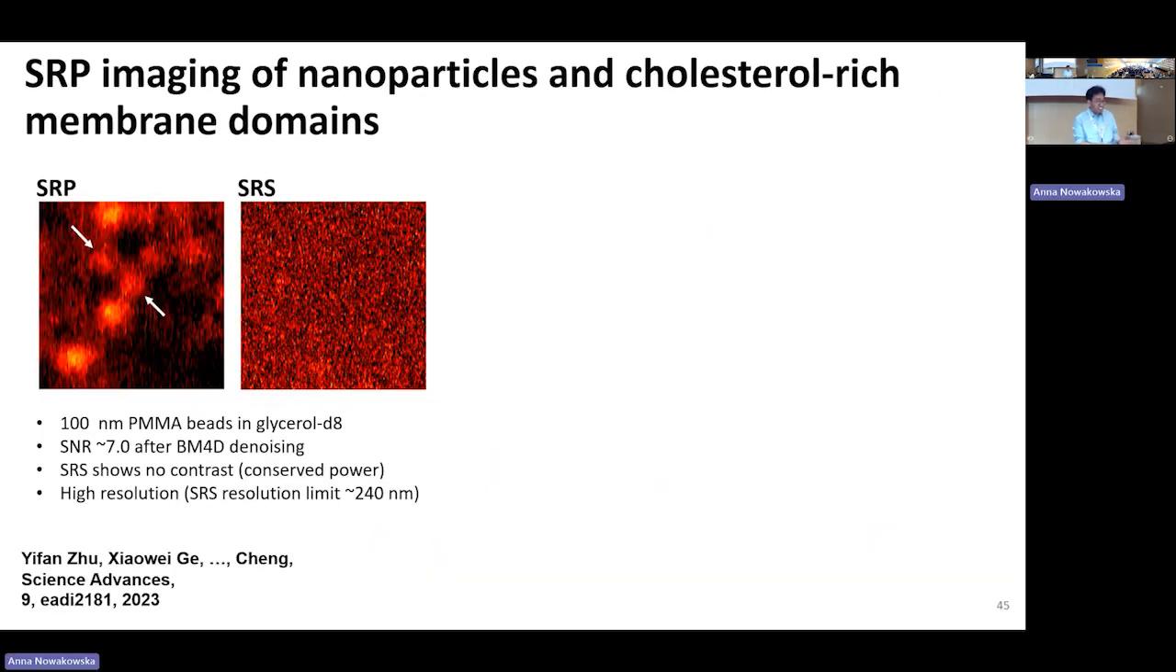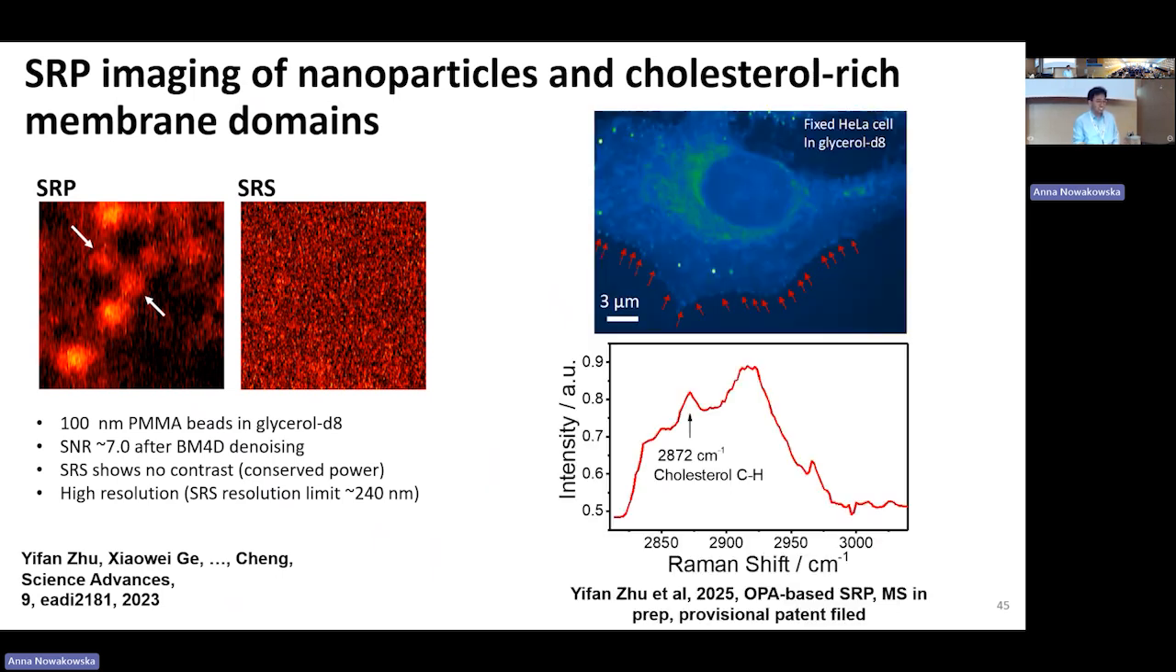Here are two examples. You can measure particles we put in glycerol. You can see that this is not visible in the SRS image. And you can also do this with the OPO system, which is too noisy for SRS. But you can do photothermal, which is an indirect measurement.